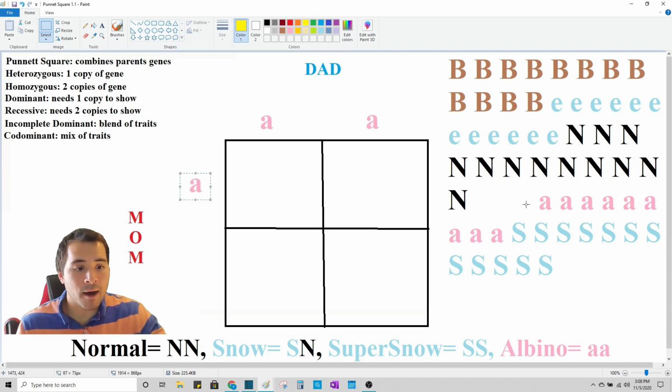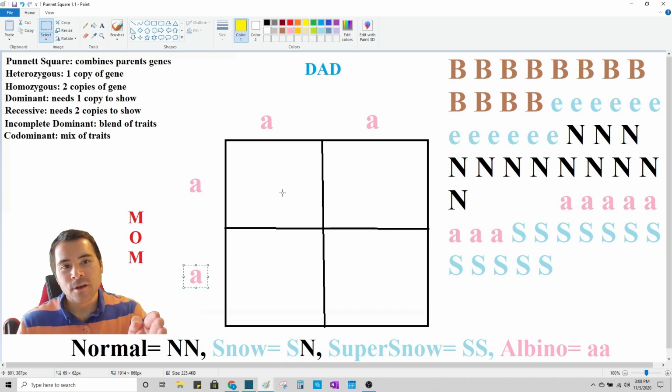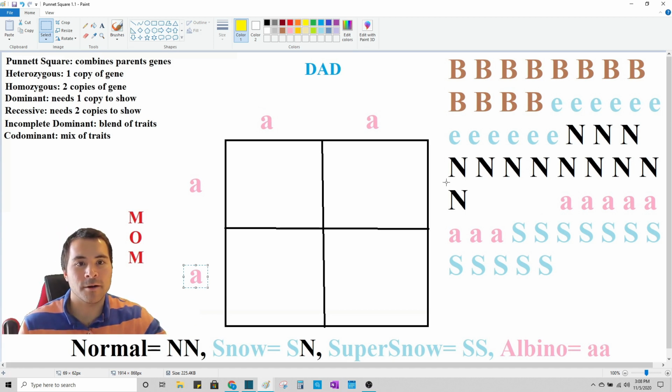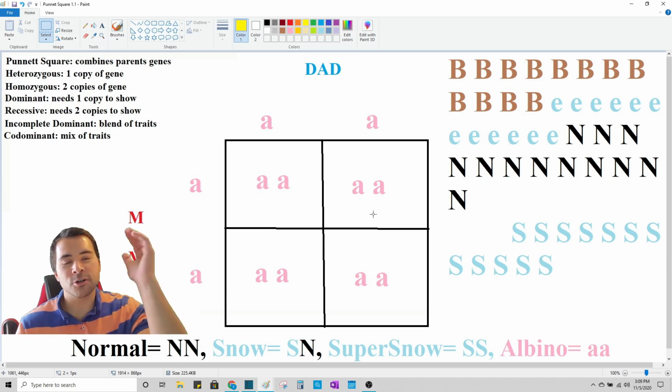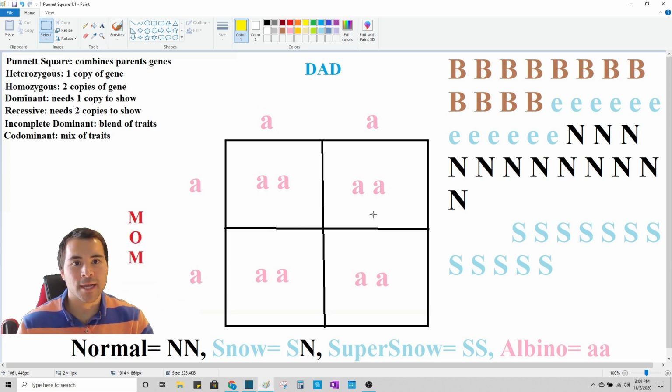Let's say the mom is also an albino. What percentage of the children or the offspring do you think will be albino? Let's do it. Do our Punnett square. Carry it over, boom. Carry it over, boom. Carry it over, boom. Carry it over, boom. 4 out of 4 children will be 100% albino in an albino to albino pairing.